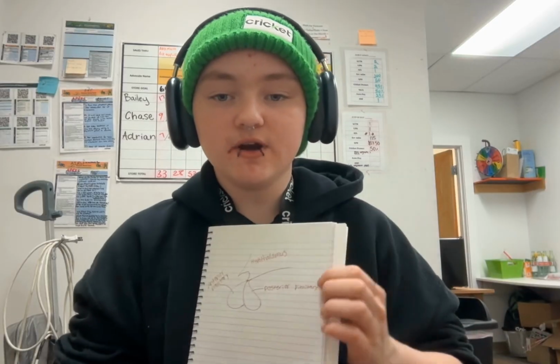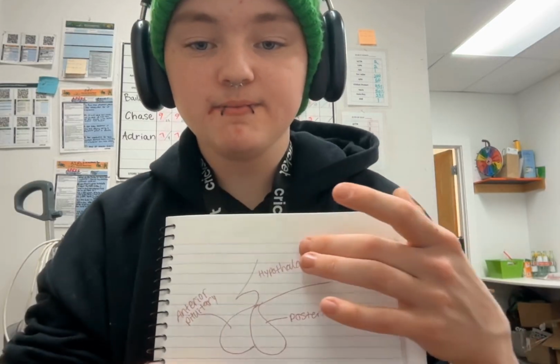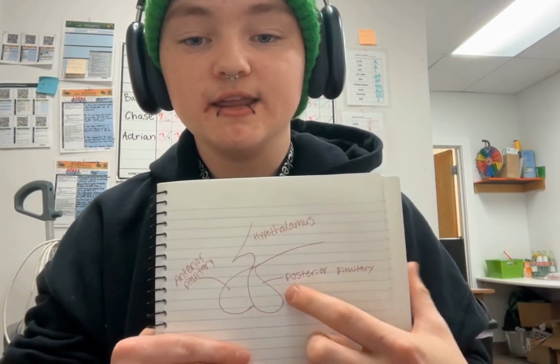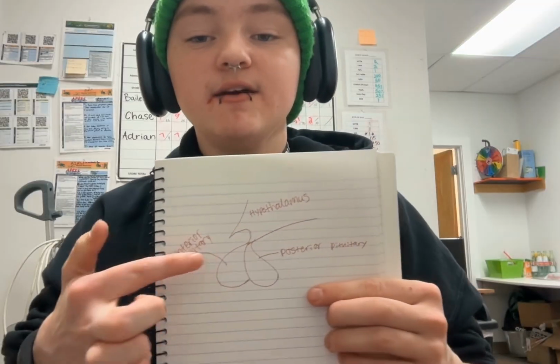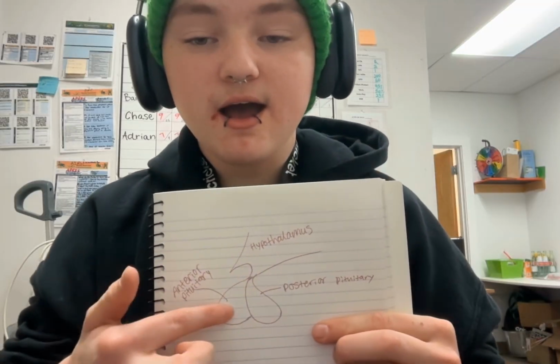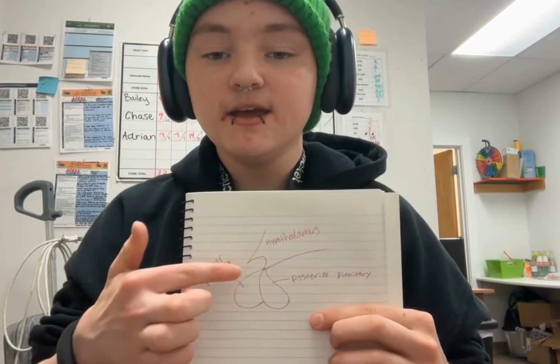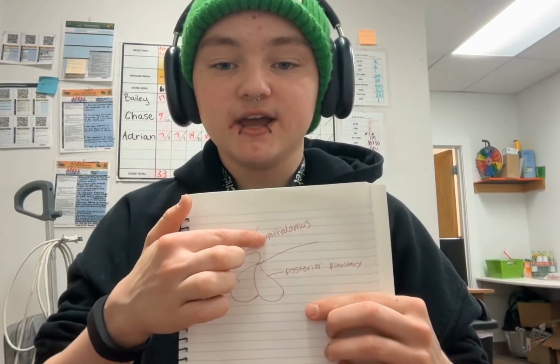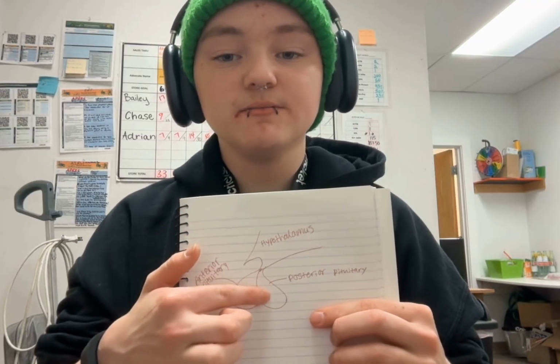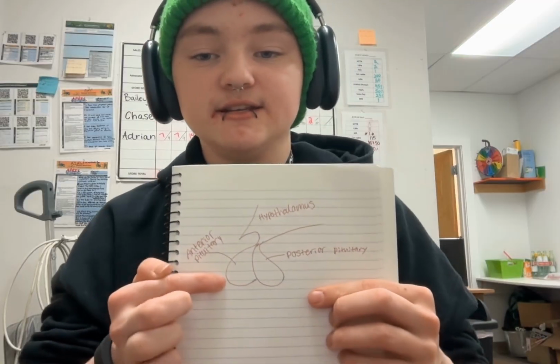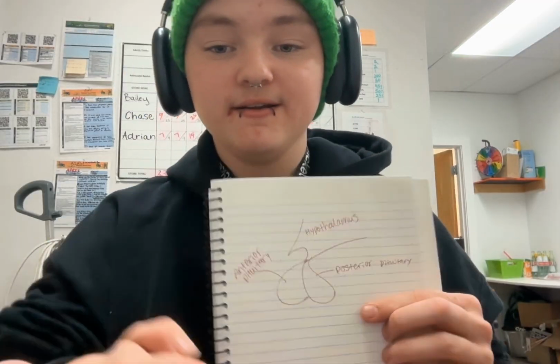I have a pretty simple drawing here of the hypothalamus, the anterior pituitary, and the posterior pituitary. Now we'll be going through these and the hormones that they secrete and how they are affected in a section for the hypothalamus, a section for the posterior pituitary, and then finally a section for the anterior pituitary.